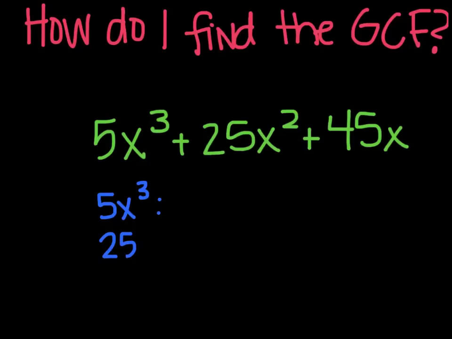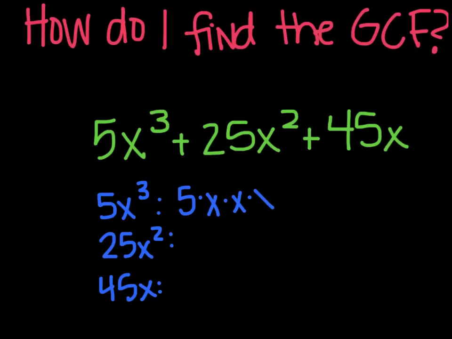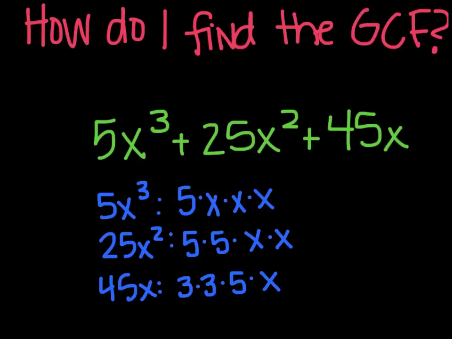So we have these three terms, and then you're just going to expand them out. So 5x to the third is 5 times x times x times x. 25x squared would be, smallest factors, 5 times 5, and then x times x. Sorry, I said largest factors, it should be smallest. And then 45 would be 3 times 3 times 5 times x.